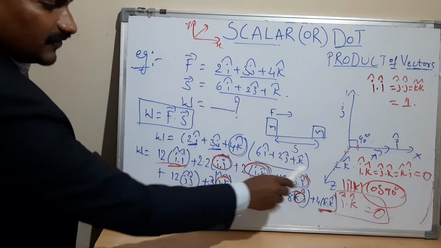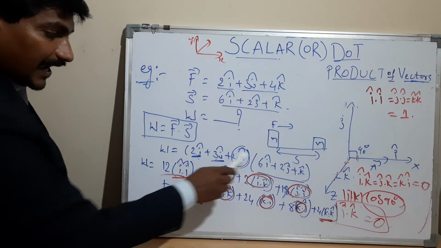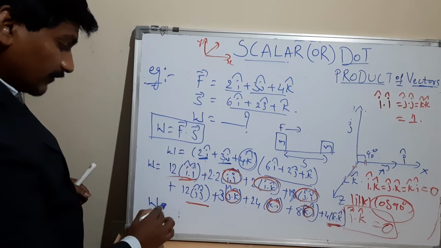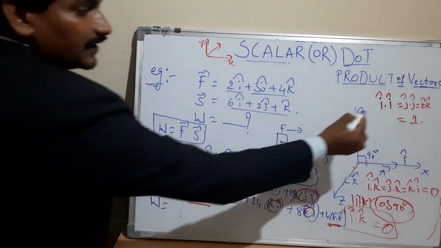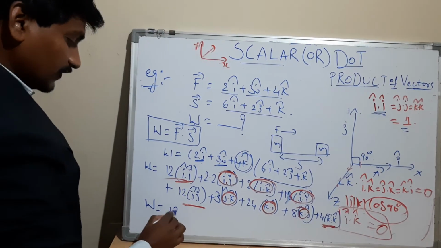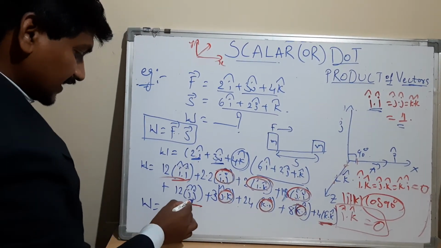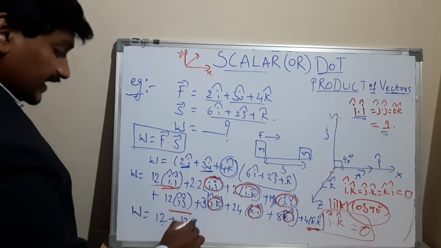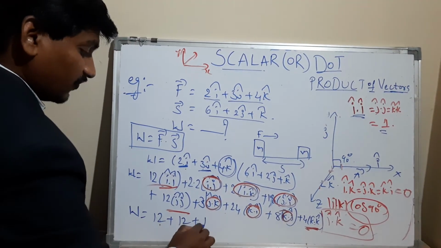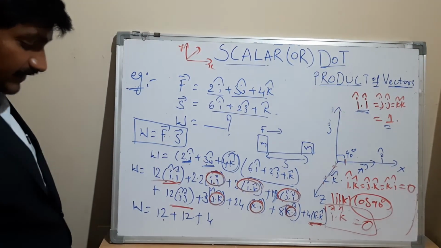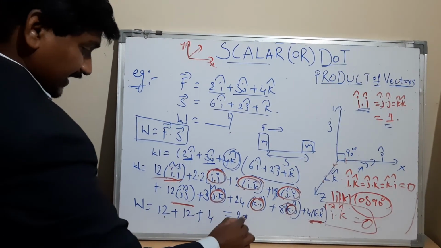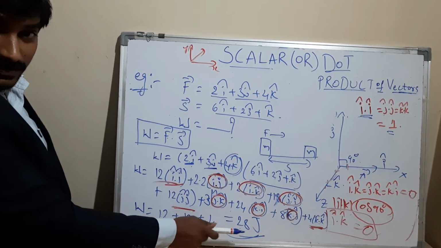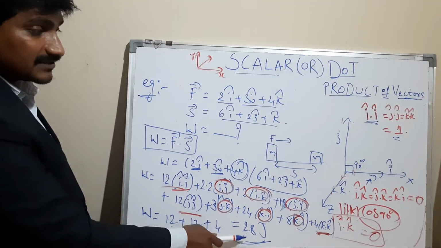Usually while doing this I will not write all the terms, but for understanding purposes I multiplied them and am showing it in the class. So therefore W equals 12, since i dot i is 1, so 12. Next, j dot j, here, plus j dot j equals 1, this is also 12. Then next, k dot k with 4, that is also 1, k dot k equals 1. So the final answer is 12 plus 12 plus 4, 28 joules. I got the work done as a numerical value, that is, the magnitude 28 joules is the work done.